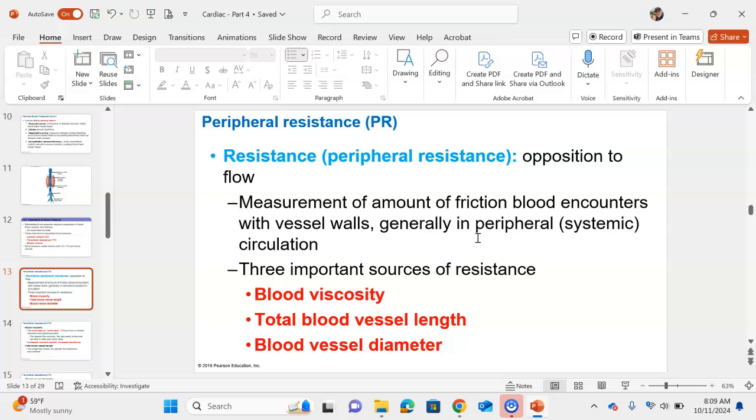And the reason that we find that is because the blood flow closer to the walls of the vessel has a little bit more resistance, a little bit more friction, because the blood is physically coming in contact with the walls of the vessel. So it's not flowing as easily as the blood right next to it in the middle of the vessel. So resistance, the opposition to flow. Now there are three important sources of resistance: blood viscosity, total blood vessel length, and blood vessel diameter.